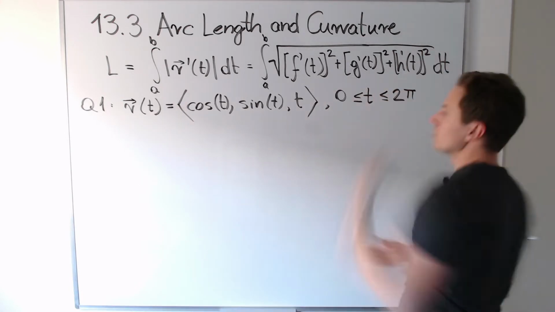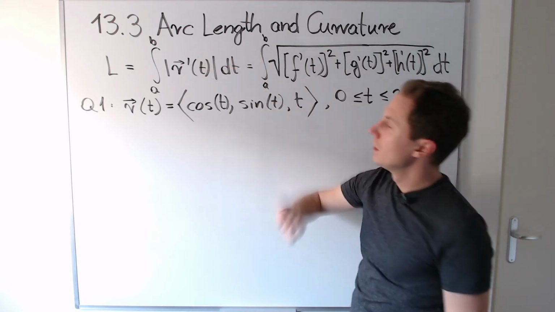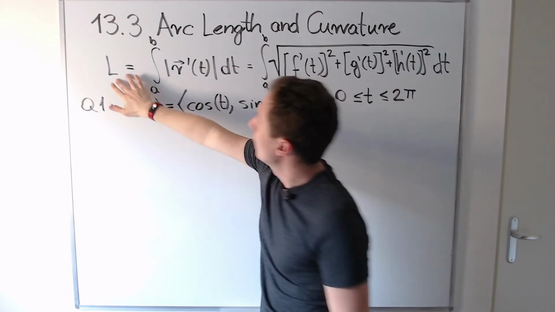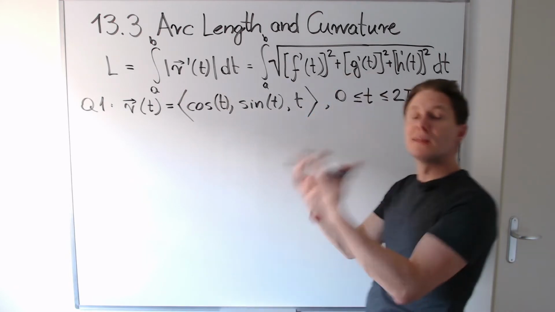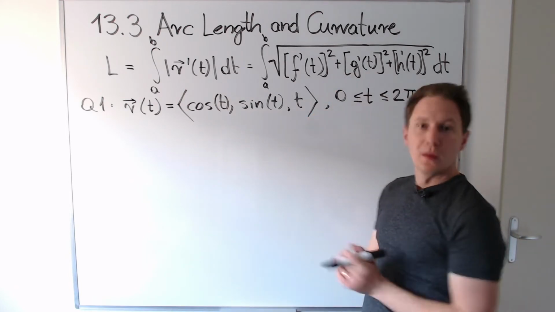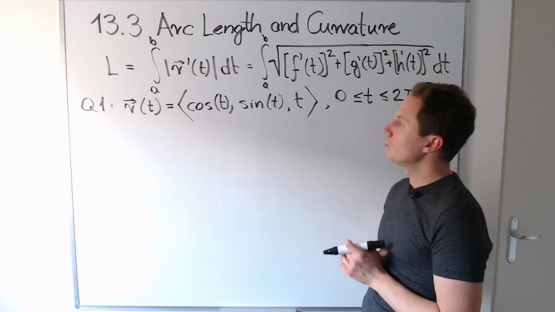Okay, so in order to find the arc length, the length of this curve, you need to compute the derivative and then integrate its length from 0 to 2 pi. Pause the video and input your answer below.